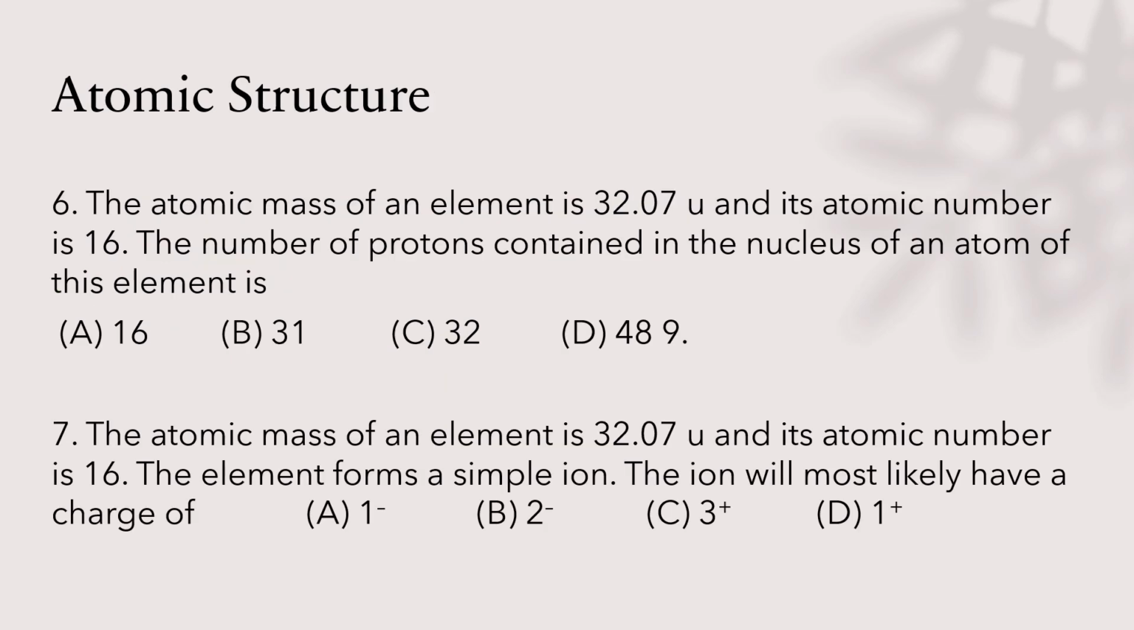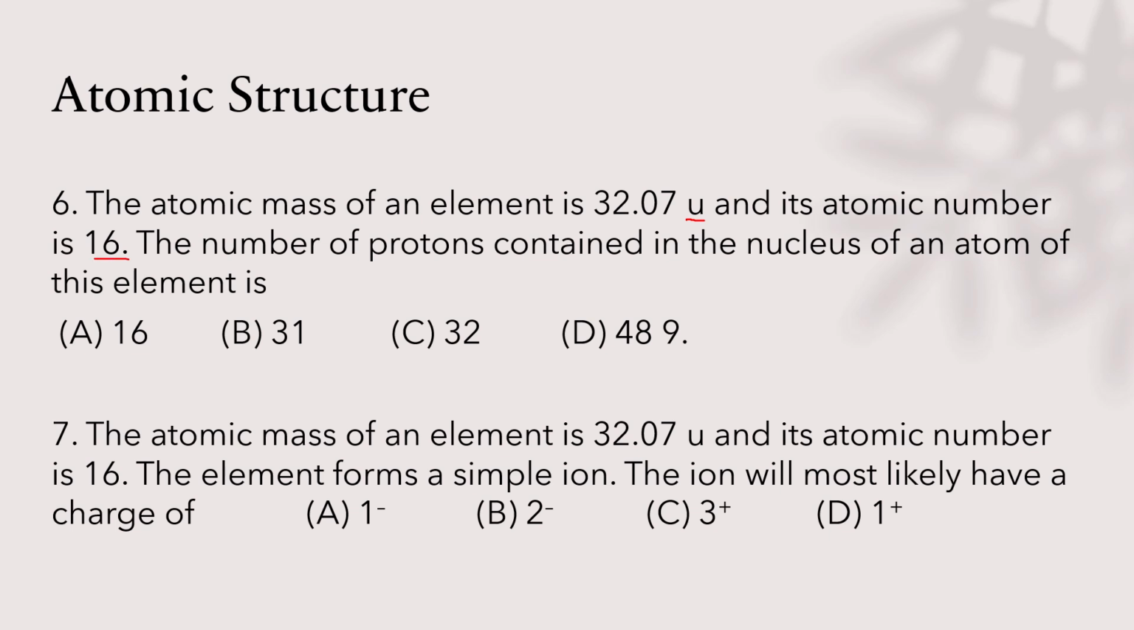All right, 2 more on atomic structure. So here's number 6 and 7. You might want a periodic table out to work through these, because you will have a periodic table on the exam to use to help answer the questions. So for number 6 here, the atomic mass of an element is 32.07 U. So that's the atomic mass units on the periodic table. Its atomic number is 16.